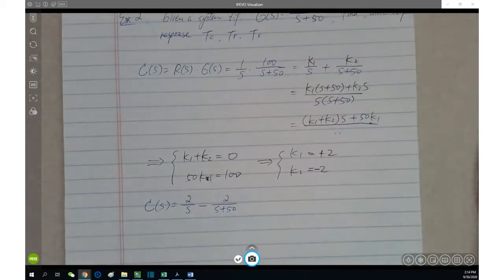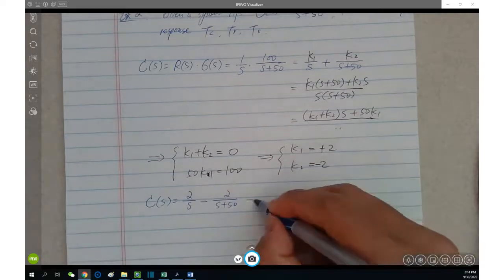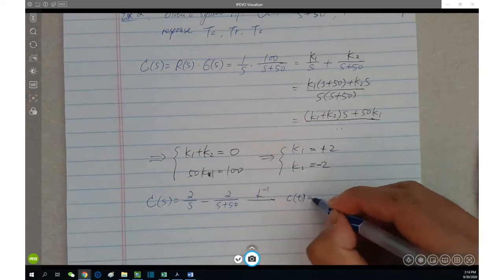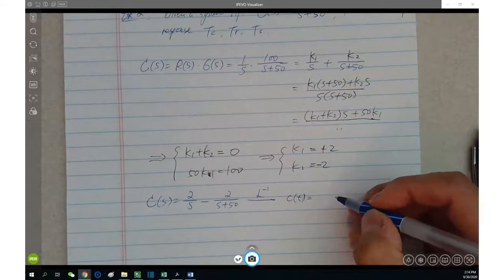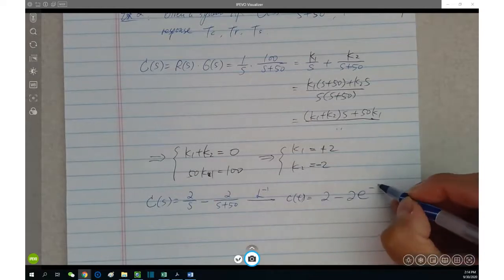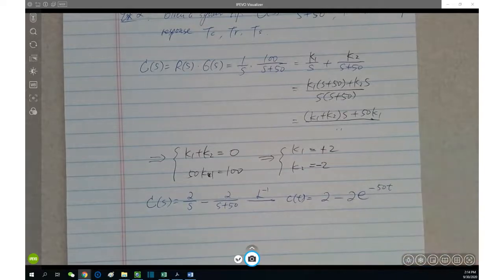So you guys have some sort of even derivative or something, which is not necessarily wrong. However, in the exam it didn't seem to work very well. Anyways, from here we take the inverse Laplace transform to get c of t, and therefore you got 2 minus 2 e to the negative 50t. This is the output.